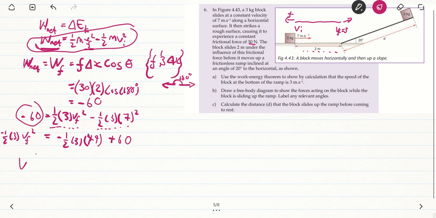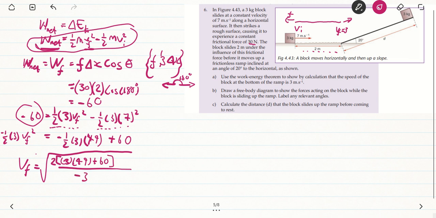As a result, our V is going to be equal to, remember, we're going to multiply by 2. We're going to cross multiply by 2 on the right and divide by 3. And then take a square root. So here's a square root. We multiply the numerator by 2. And then that's 3. 49 plus 60. And we divide the whole thing by 3.